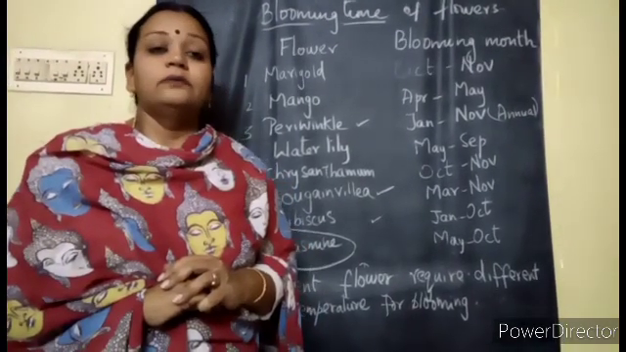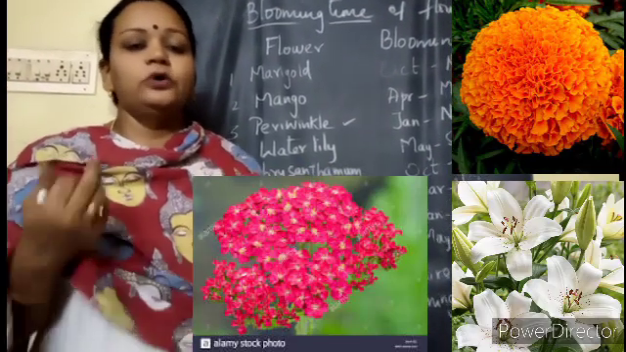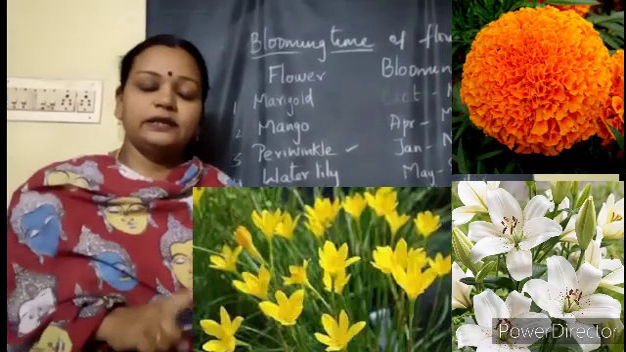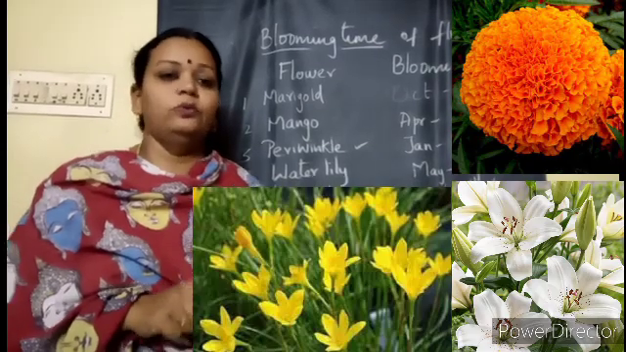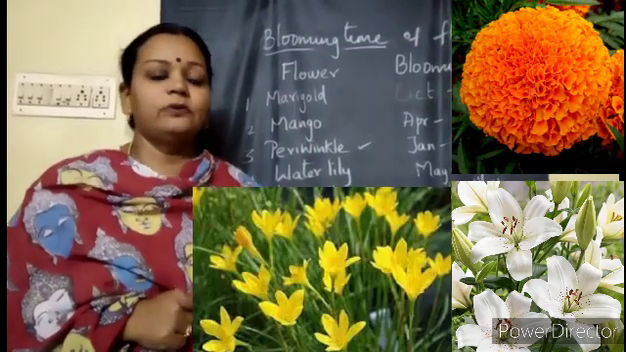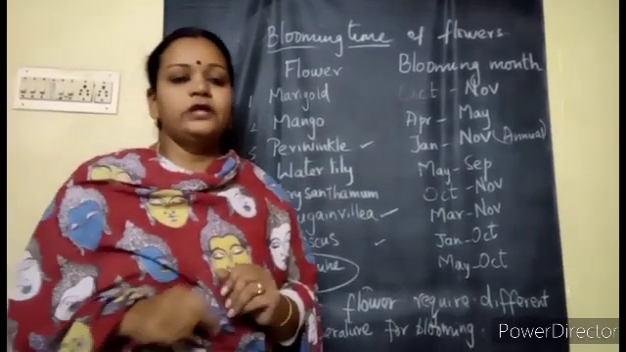And the activity which I gave, you can collect some different flowers' pictures and write about them: the number of petals they have, what color they are found in, and about their fragrance, which month they will bloom, whether they will bloom in the daytime or nighttime. Like that, many factors about some 5 flowers you can do on an A4 sheet and keep it ready before the next class, children.